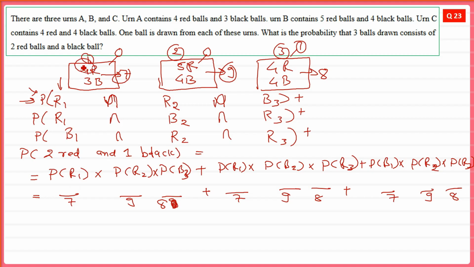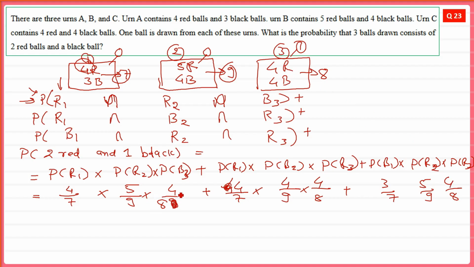Now what is the red in the first one? 4. Red in the second one? 5. Black in the third one? 4. Not here. Now red in the first one? 4. Black in the second one? 4. Red in the third one? 4. And now the final one. First one has 3 blacks. Second one has 5 reds. Third one has 4 reds.